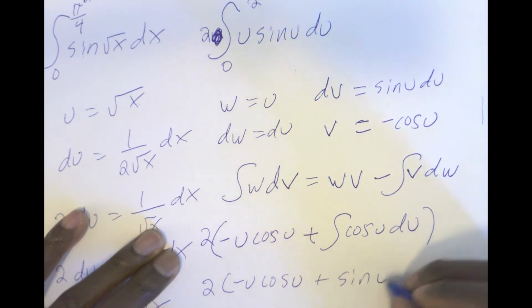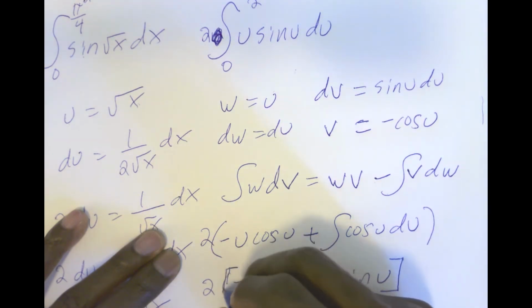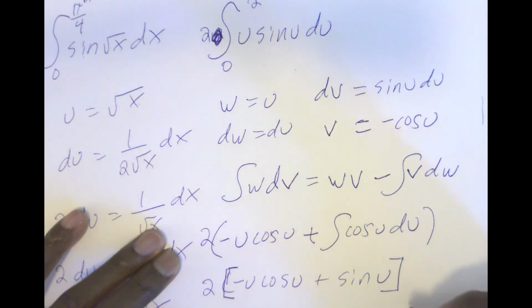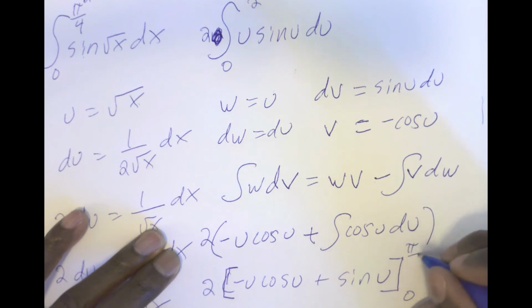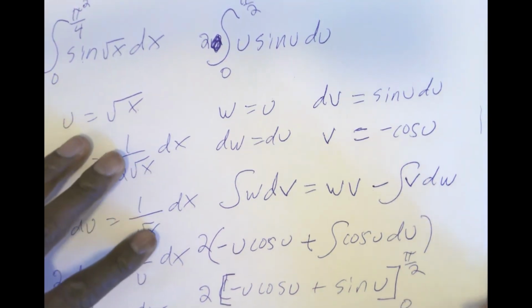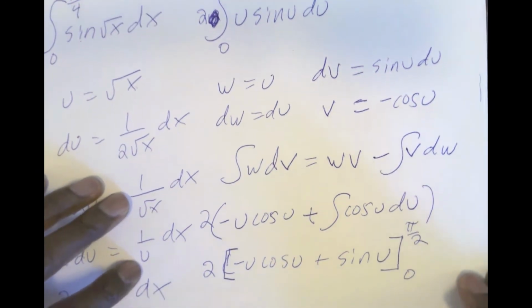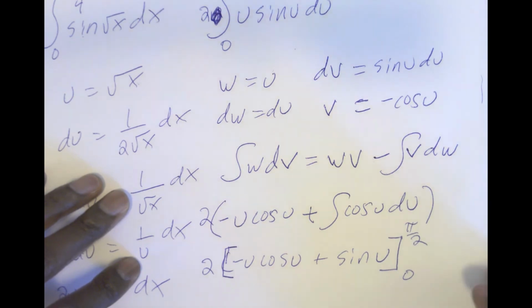And I almost forgot this is a definite integral, so let me evaluate this from 0 to pi over 2. I almost forgot about the definite integral part in real time there. So let's plug in pi over 2 and plug in 0 and see what becomes of this.